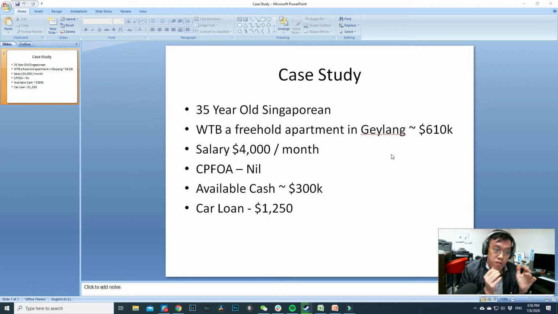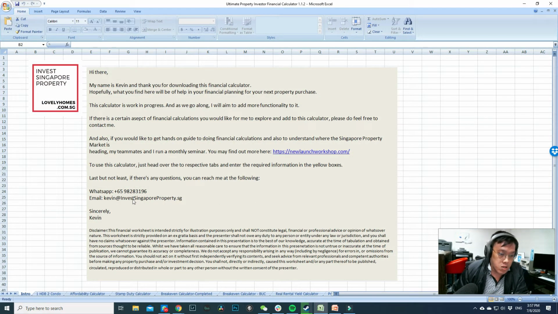So now let's run it through our financial calculator and see whether it will be viable for her, with her set of financial circumstances, to purchase this property that's worth $610,000. This is the financial calculator.